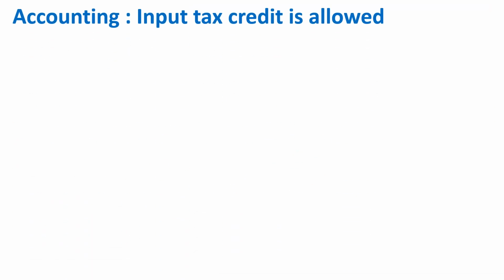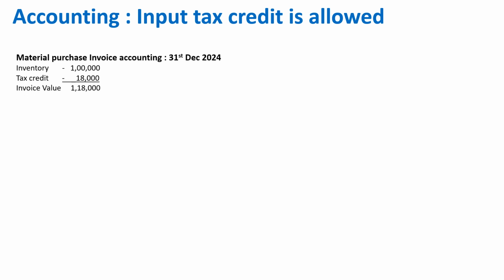Now let's try to understand the accounting part for the cases where input tax credit is allowed. So the first accounting entry will be for the invoice received from the supplier and accounting of inventory and tax credit. So if you see the invoice breakup, you have inventory 1 lakh, tax credit 18,000, and total invoice value is 1 lakh 18,000. Here 18,000 of GST paid to the vendor is claimable as input tax credit. Hence, we have to account that in a separate general ledger, not to be loaded to the inventory.